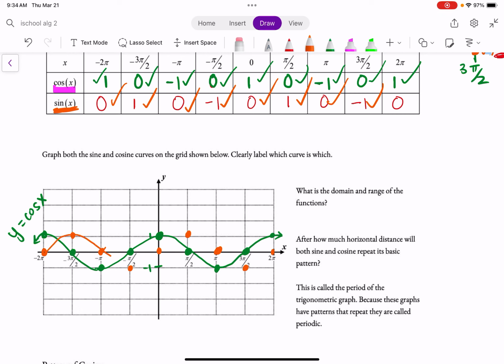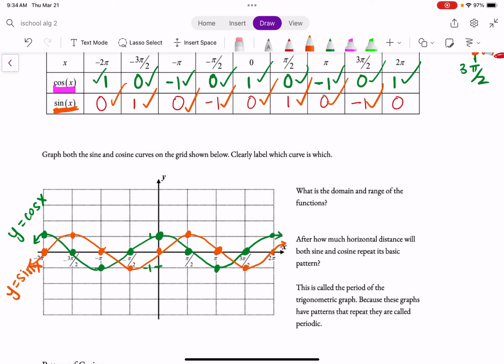So again, I'm going to connect it using a curve like this. And this right here is my sine curve. So I'm going to label this as y equals sine x. So I really hope you use different colors. So we're going to answer these questions and then the video is almost done.